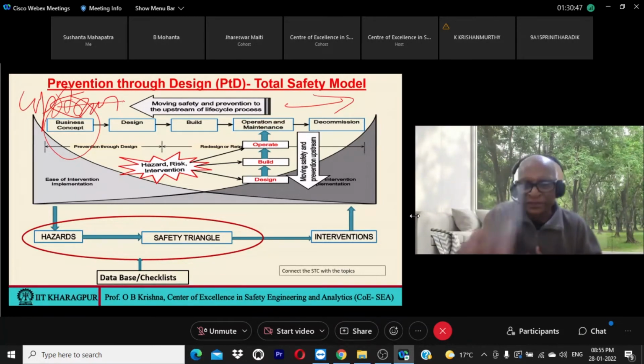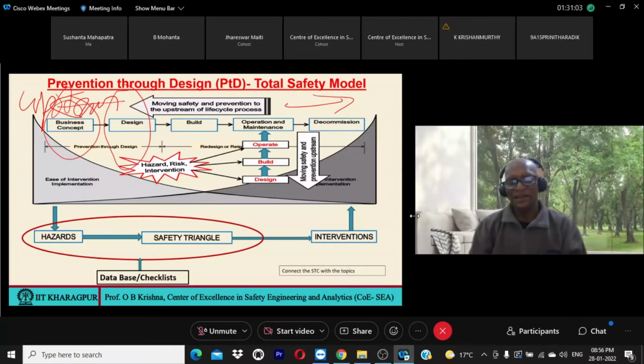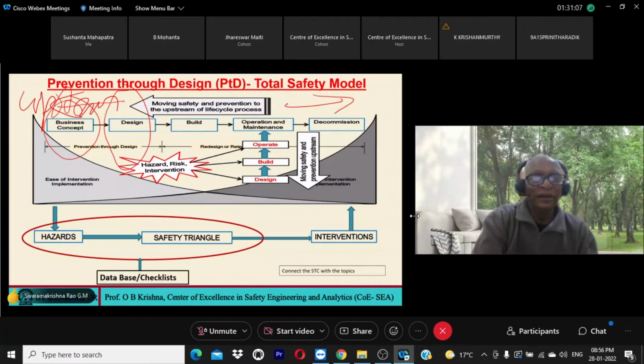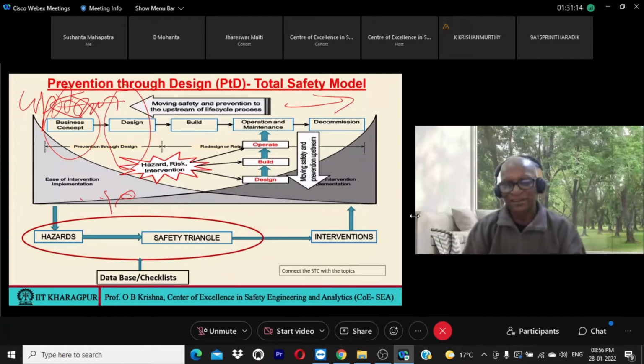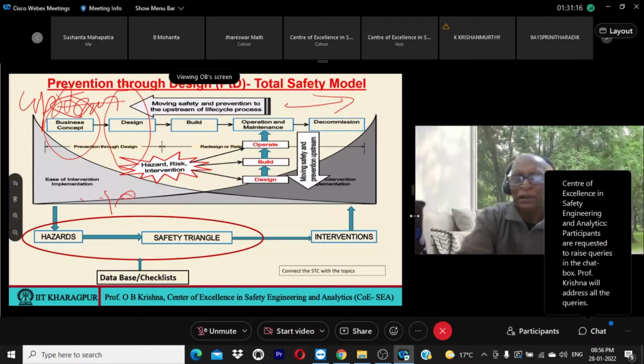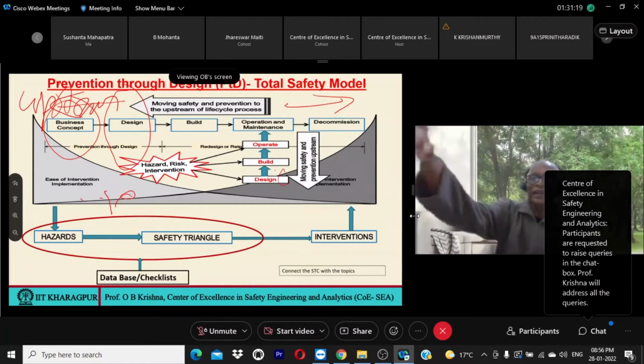Understand the hazards, calculate the risk and interventions, and put all those interventions at the design stage. If you do this, the cost of intervention will be very less. Very less. On the drawing board, if you put the intervention, the cost is low. If you want to do it at the operations stage, the cost will be very high.